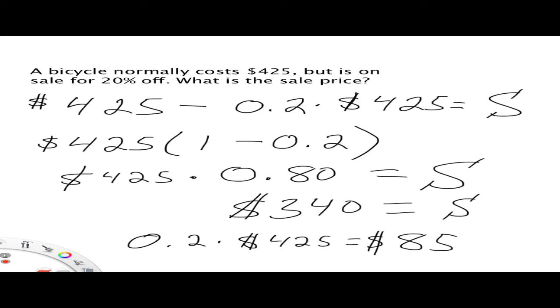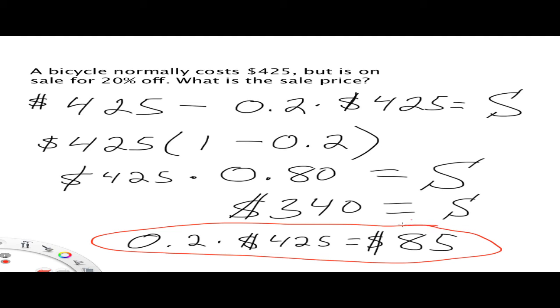This is the error of saying, well, I've got my discount, $85, and that's what I'm going to pay. No, the $85 is what you're saving and what will be deducted from the $425. So that's the amount of savings, not the amount that you would pay. You're going to pay $340.